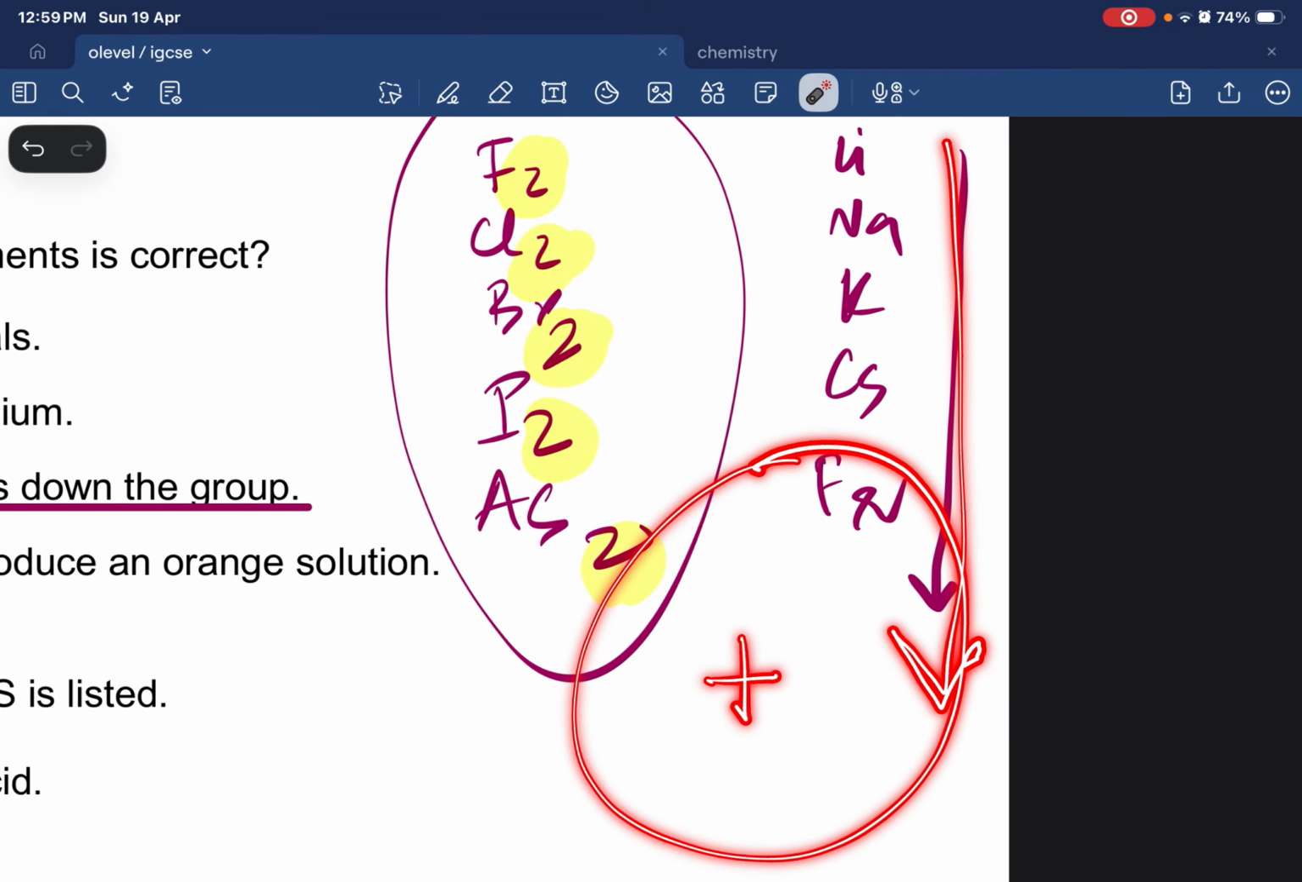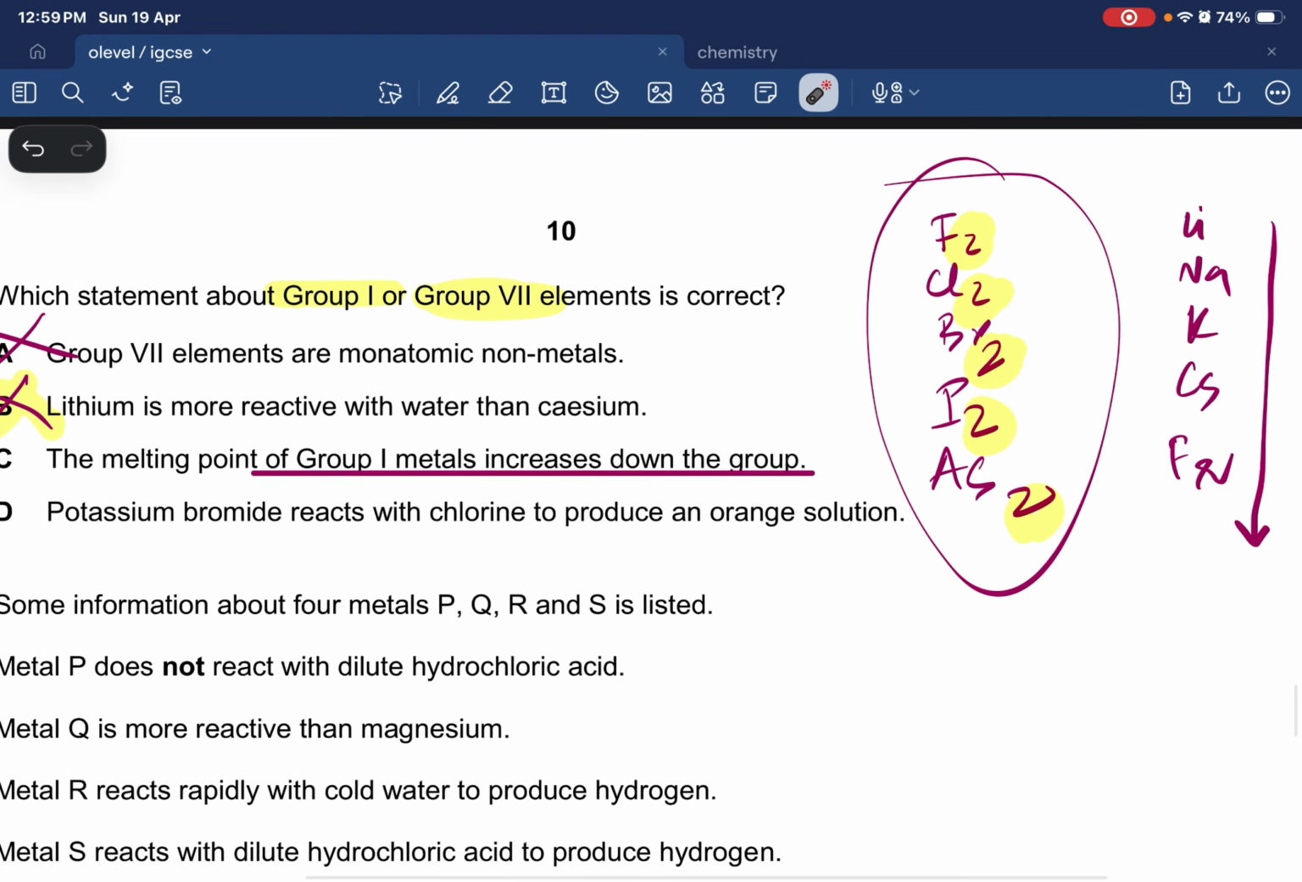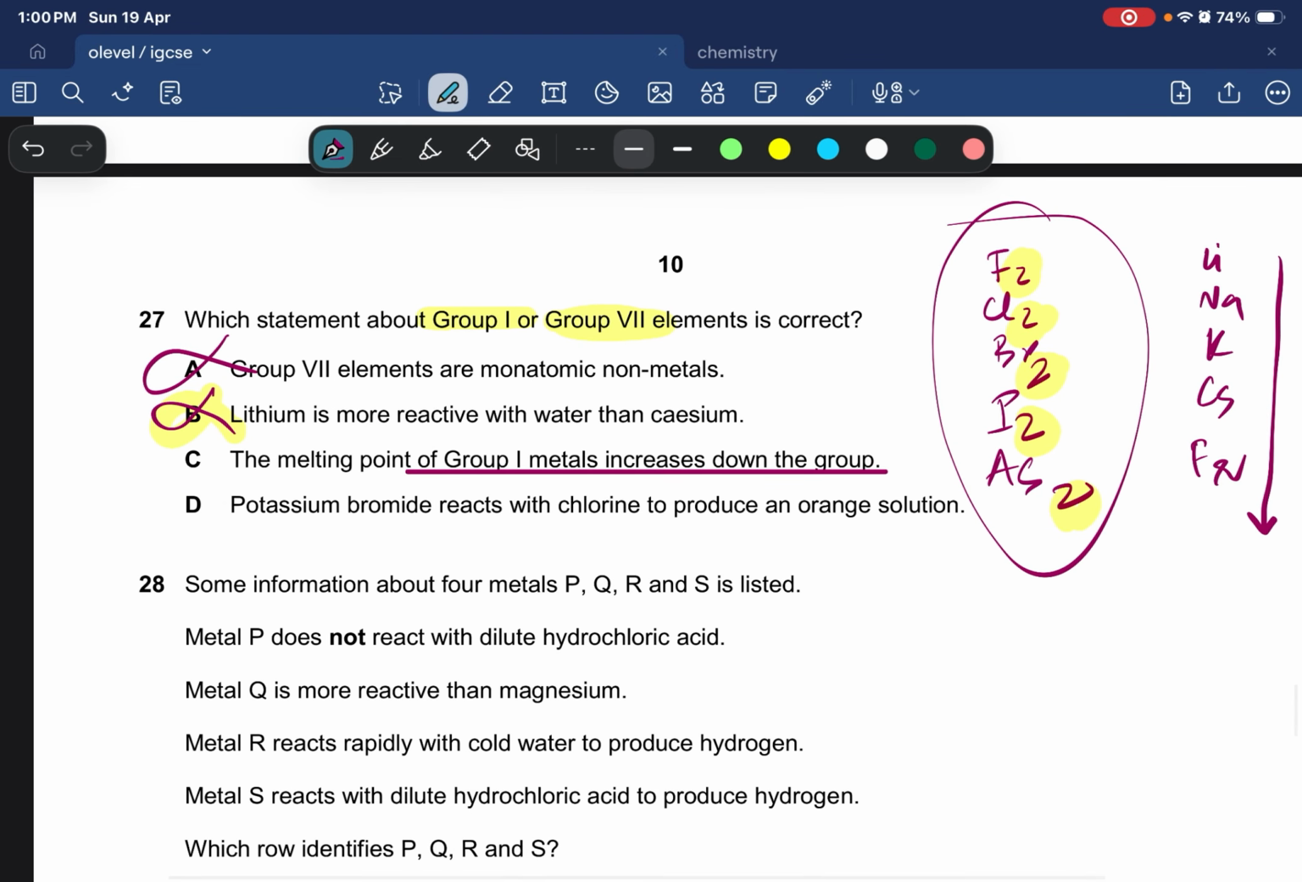So the attraction between the cation and the delocalized electrons is decreasing. Over here, lithium is smaller in size, so there is more attraction between the cation and the delocalized electrons. So lithium is going to have a higher melting point compared to francium. The melting point of group 1 metals increases or decreases.